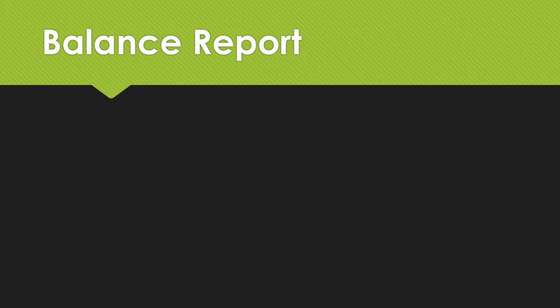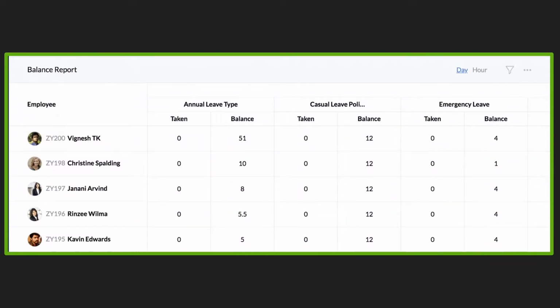The Balance Report. This report shows the leave taken and the leave balance for each leave type for every employee. You also have a day and hour for leaves that are given on an hourly basis. You can use the filter to view balance based on various criteria. You also have various options to export, download as a PDF, and print under the ellipsis icon. So, to view this report, go to Leave and then to Reports and then click on Balance Report.